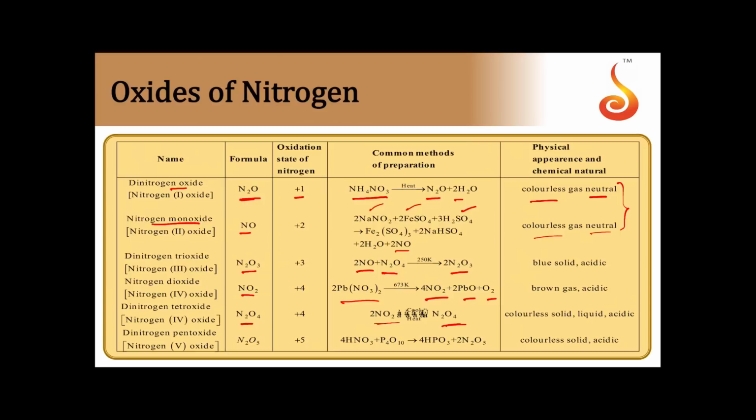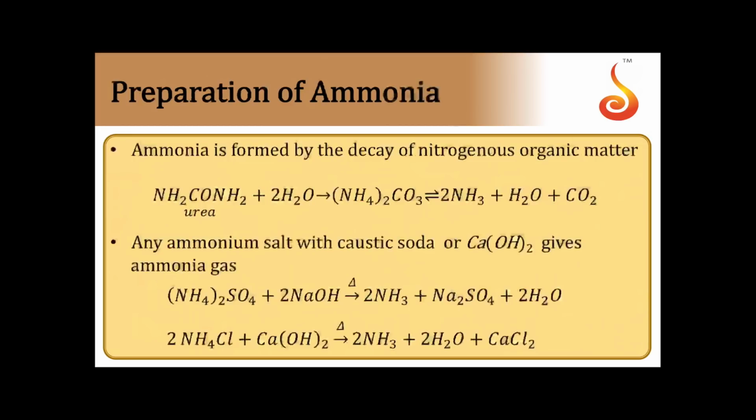And finally, nitrogen pentoxide is obtained by dehydration of HNO3, using phosphorus pentoxide as a dehydrating reagent. We get N2O5 plus HPO3. It is a colorless solid and acidic in nature. And then coming towards the N2O4 molecule, it is a colorless liquid and acidic in nature. These are the preparation methods of oxides of nitrogen.